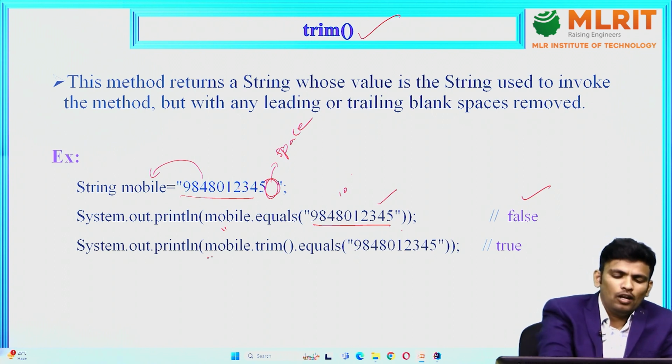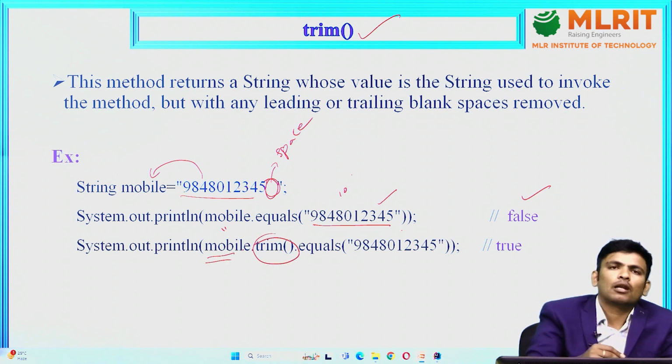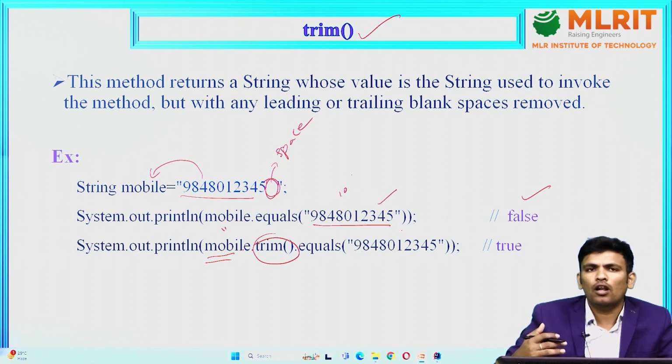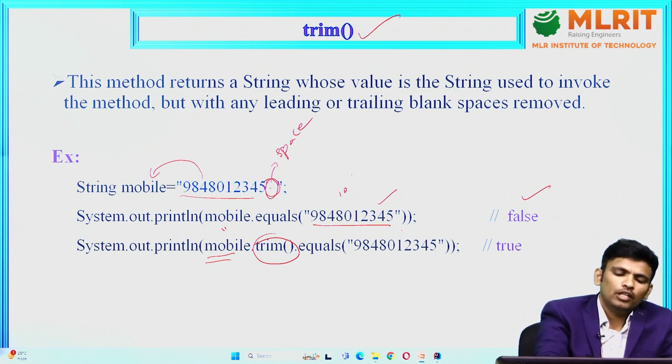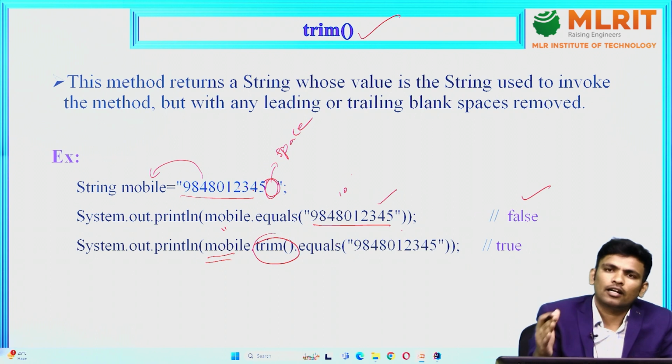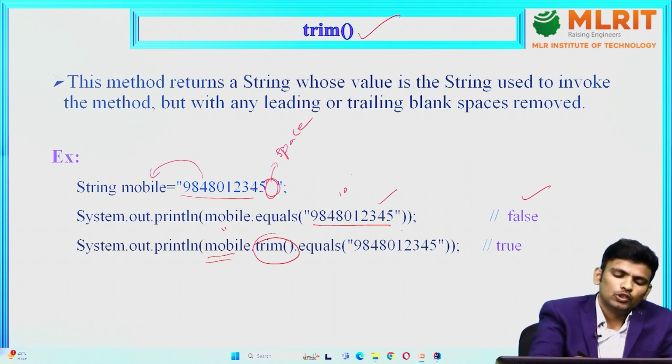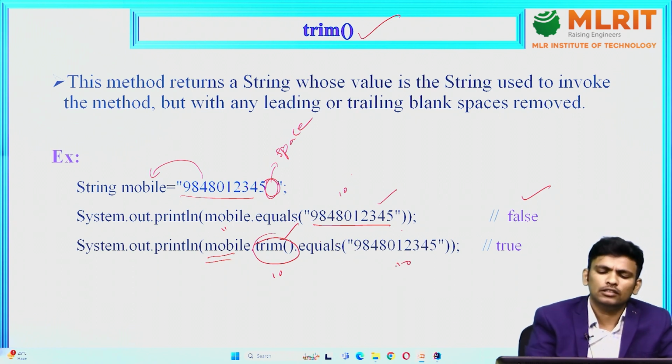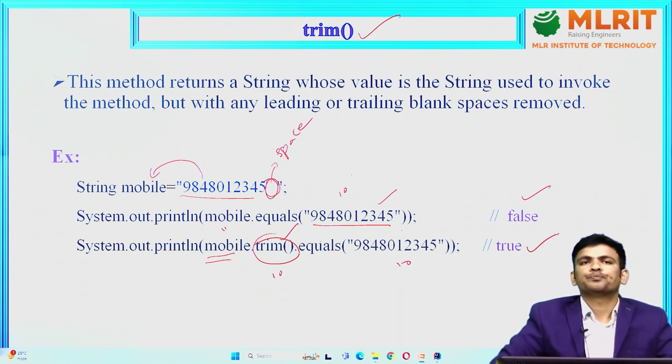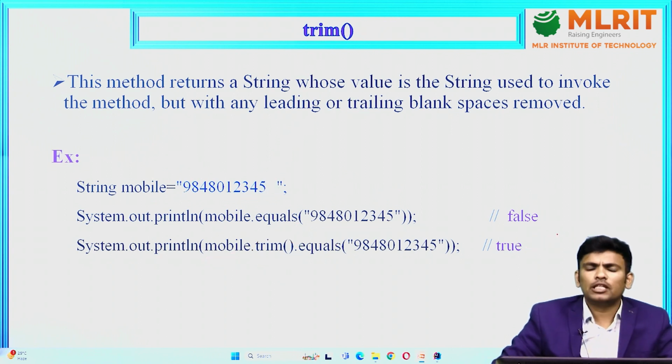Now I want to apply the trim method on this. I am applying the trim method on mobile. The trim method will remove all unwanted spaces on both ends, leading and trailing. So if you apply the trim method, it removes the unwanted extra space character. Now it becomes only 10 characters, and the content is exactly matching, so it will return true. So this is about the trim method, and these are the string class methods.